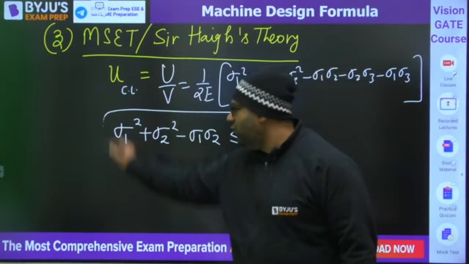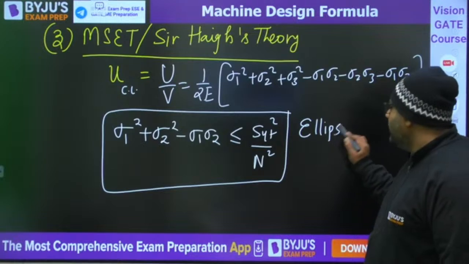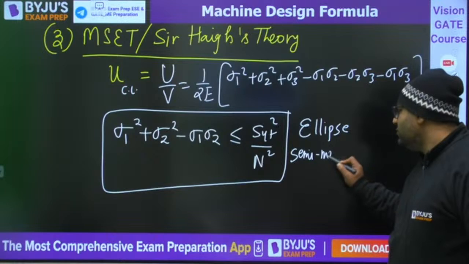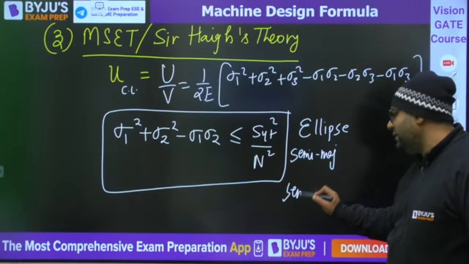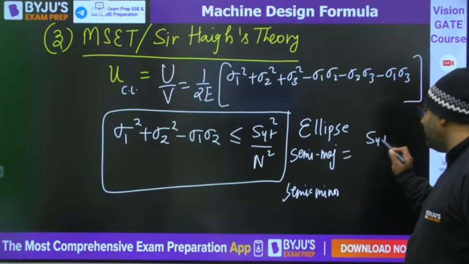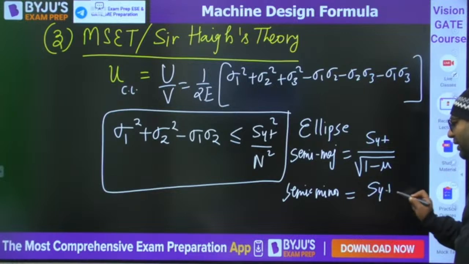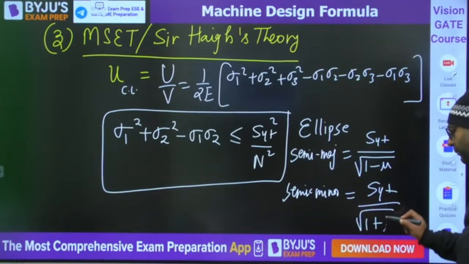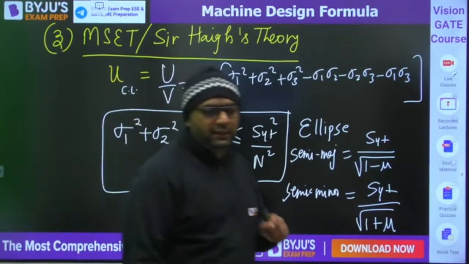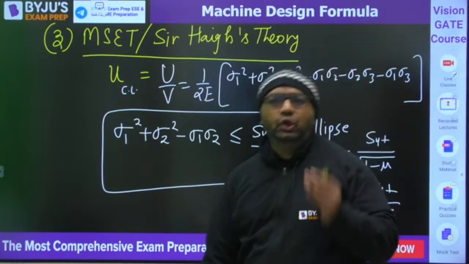If you talk about this theory of failure, the failure envelope comes out to be a generalized ellipse. Okay, a generalized ellipse. It has a semi-minor and a semi-major axis. So for the semi-major and semi-minor axes of the ellipse, the formula is SYT divided by square root of 1 minus mu, and here it is SYT divided by 1 plus mu. But the point is, this theory is found to be applicable neither for ductile nor for brittle material. So it failed for all types of material. That is why this theory is not used generally.